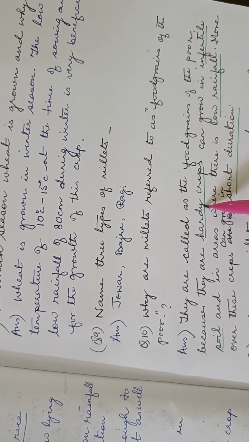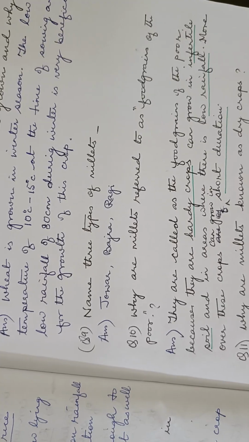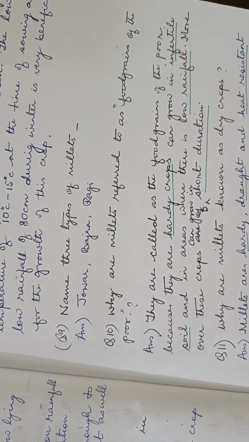So, one point is hardy crops, can grow in, second point, infertile soil and in areas where there is, third point, low rainfall. So, three things: they are hardy crops, can grow in any infertile soil also, and they can grow in areas where they have low rainfall. Moreover, these crops can grow in short duration.